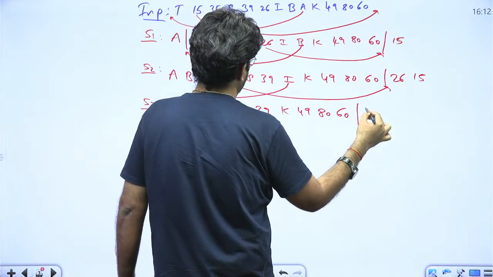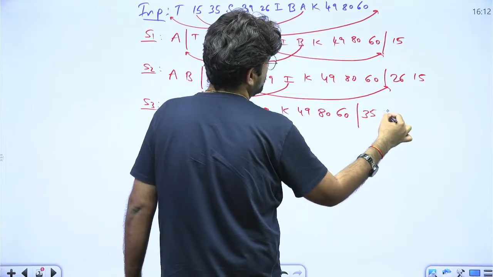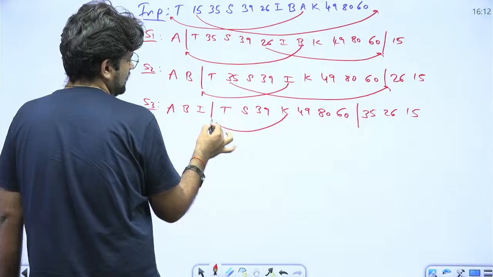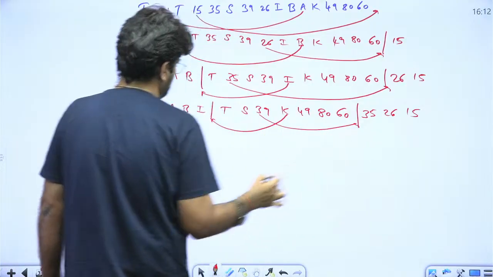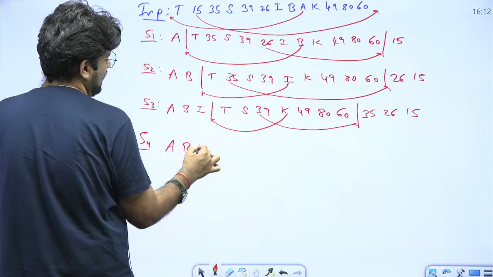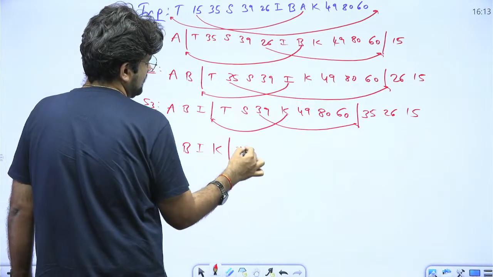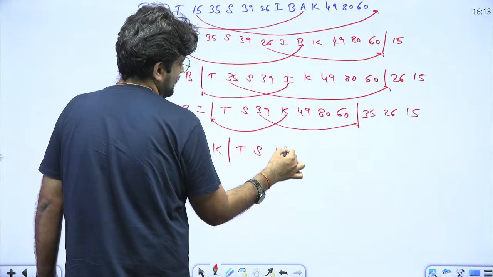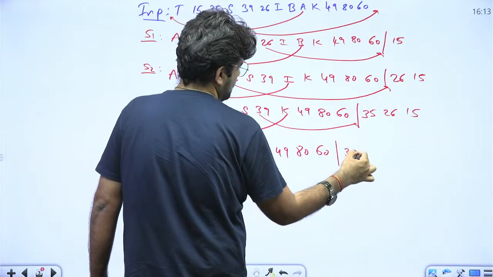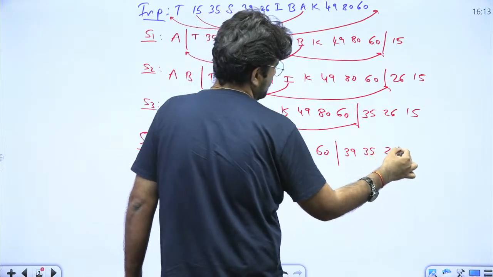This is 35, 26, 15. Next letter is K. K will come here, 39 will go here. So step 4. Now look at the magic. A, B, I, K, T, S, 49, 80, 60, 39, 35, 26, 15.